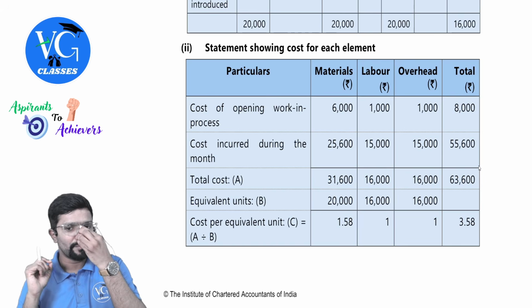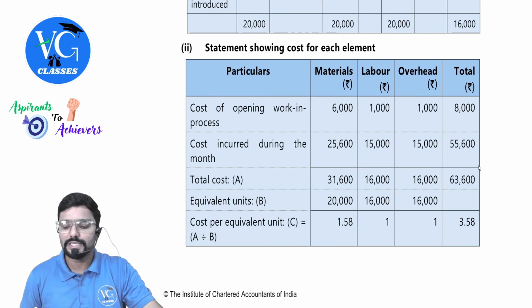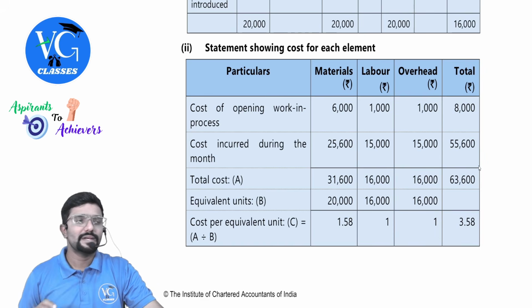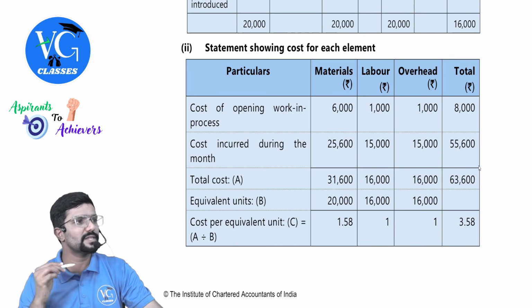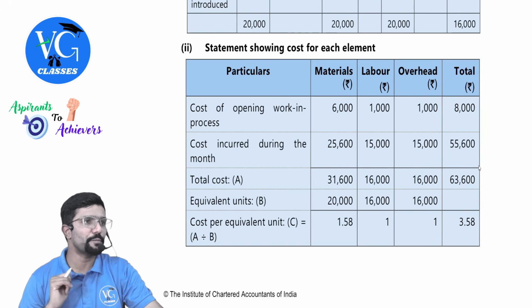For material, it is 1.58. For labor, it is 1. And overhead, it is 1. Total is 3.58. Guys, in the statement of cost, better maintain a total column also, because if it is output and all, straight away we will multiply with 3.58. It's better to maintain it.